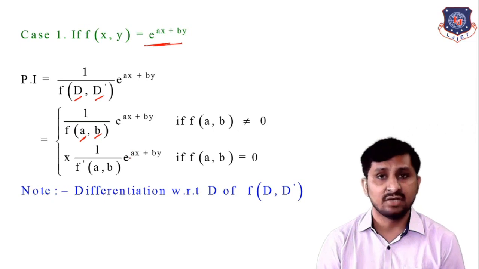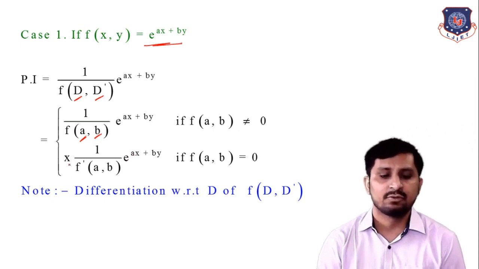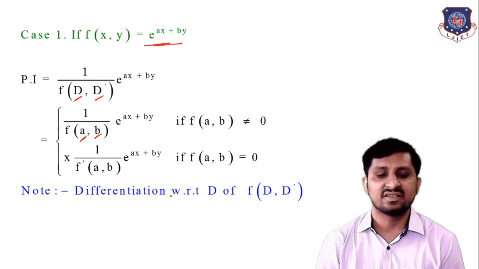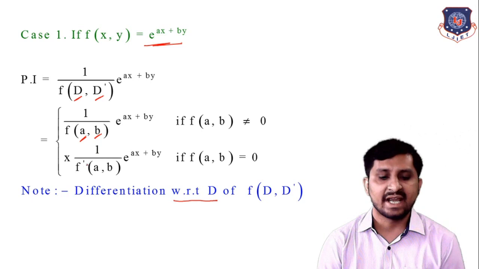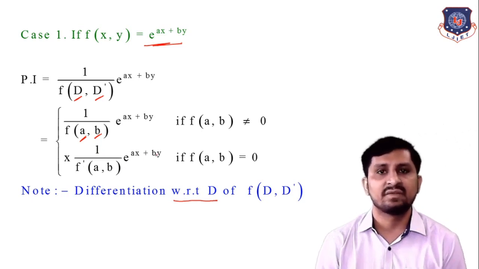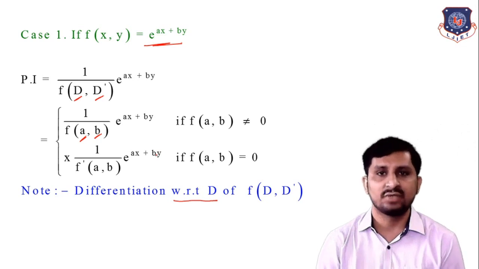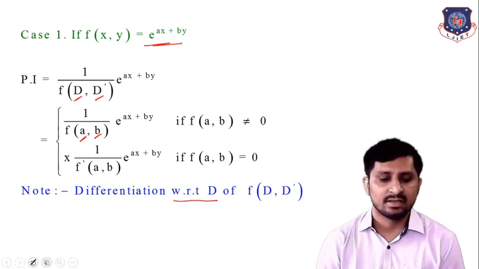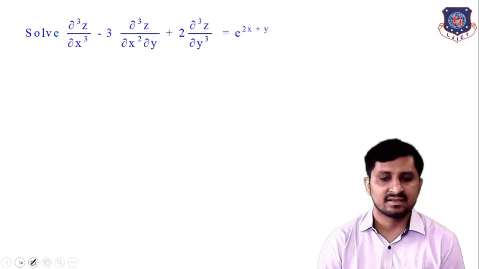Suppose f of a,b is equal to 0, then you have to multiply with x. So x into 1 upon f dash of a,b. Make sure your differentiation is with respect to D, not with respect to D dash. So x into 1 upon f dash of a,b times e raised to ax plus by. That means you differentiate f of D, D dash with respect to D, and then take a instead of D and b instead of D dash. And if you remember, in the last lecture we already discussed this example. This is our first example, right?